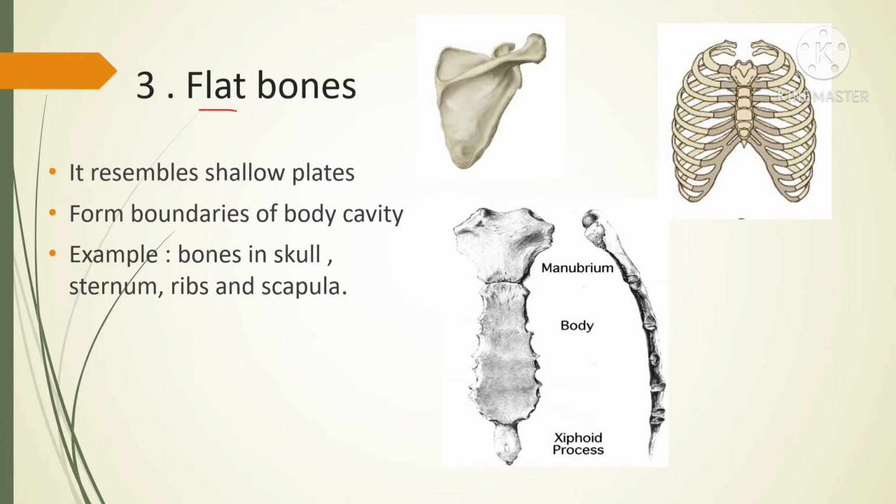Third is the flat bones. The word only says the bones are flat in structure. As you can see, this is a scapula. It is flat in structure. This is a sternum. This is also a flat bone in our body, and the ribs. Ribs are also flat bones in our body.